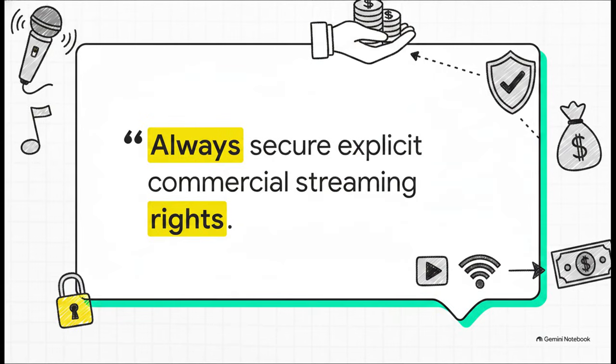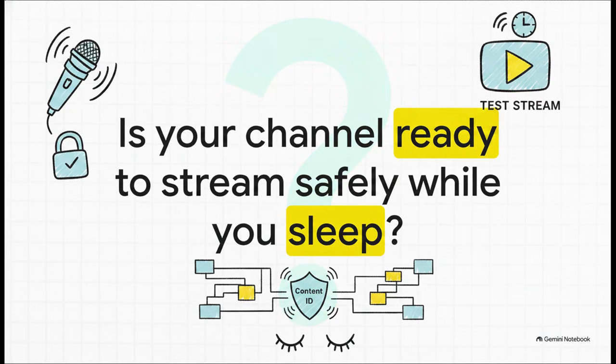I mean, why go through the whole hassle of whitelisting handles and running 24-hour private tests? Simple, to protect your revenue. If your stream gets muted, terminated, or hit with a strike, your monetization stops dead in its tracks. Securing your rights literally means securing your income. Which brings us to our final thought for this explainer.